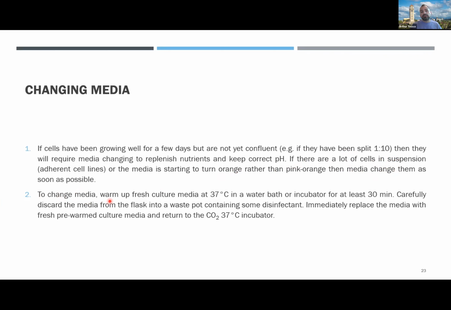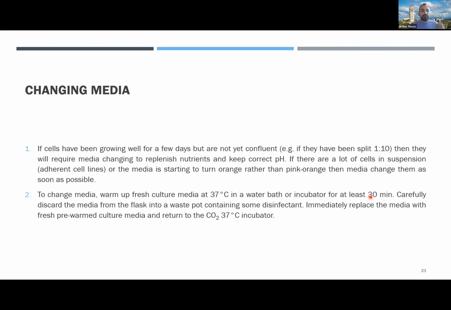So remember, the cells are growing in an incubator that's 37 degrees. So you want to warm up your fresh culture media at 37 degrees in a water bath. And so you will see in my lab, my students have changed it from a water bath to this chamber with these beads. So, students will do as they see most appropriate for their experiment. So you'll put it into this container that will maintain the temperature, and you want to maintain that temperature for at least 30 minutes, okay?